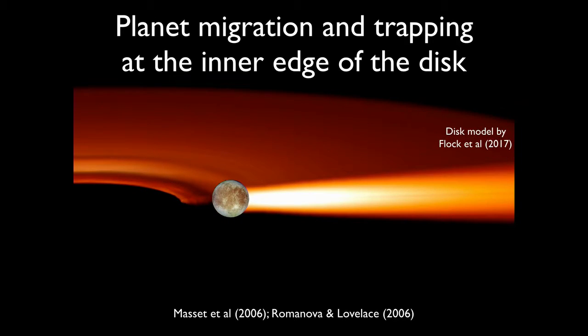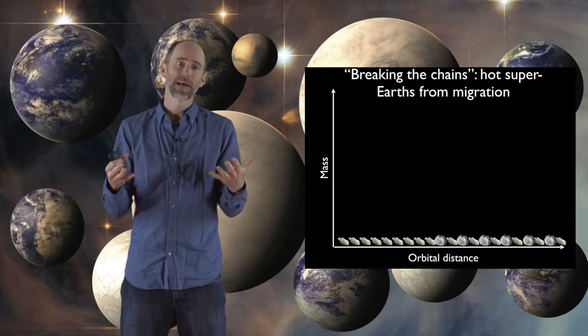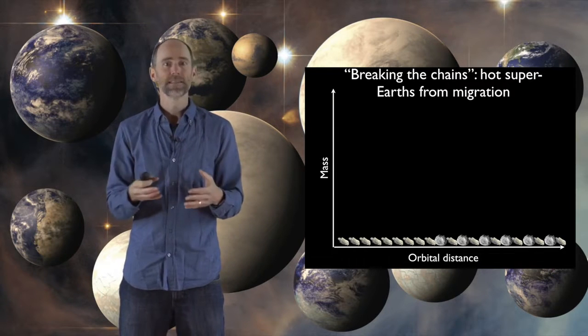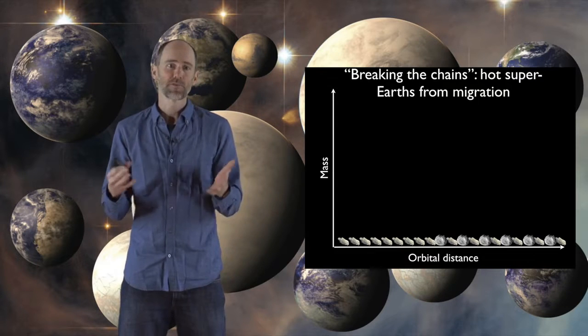It can't fall onto the star. So with these ingredients, we can build a simple model for how migration can produce the systems of super-Earths that we see. So in this cartoon diagram, the vertical axis is the mass of a planet, and the horizontal axis is its orbital distribution. And this model is called the breaking the chains model for reasons that you'll see in a sec.